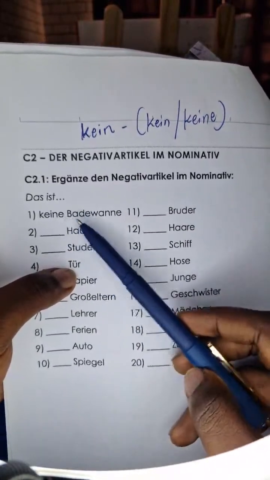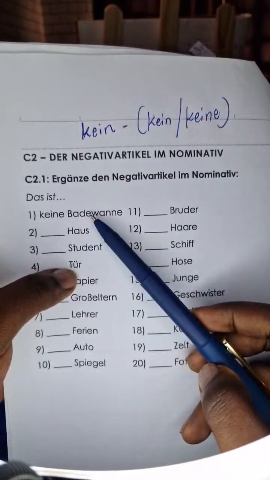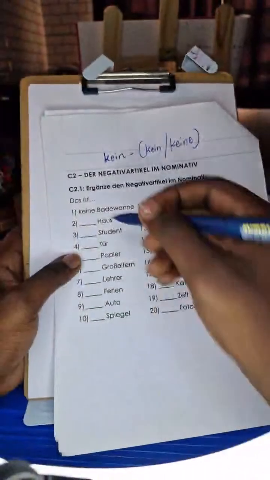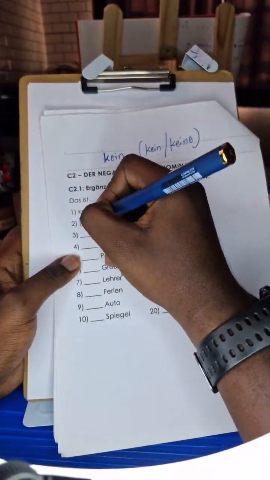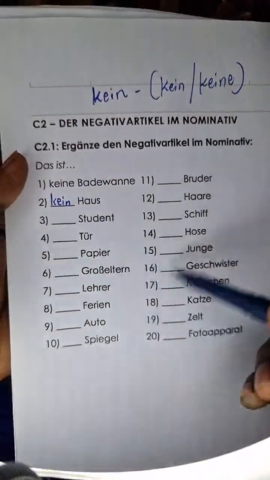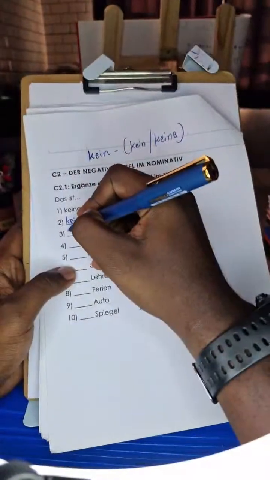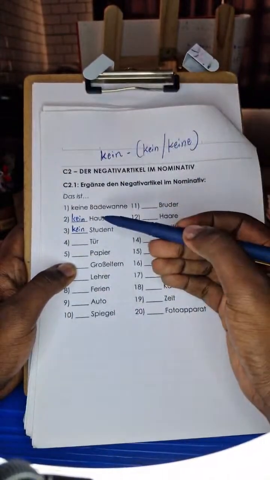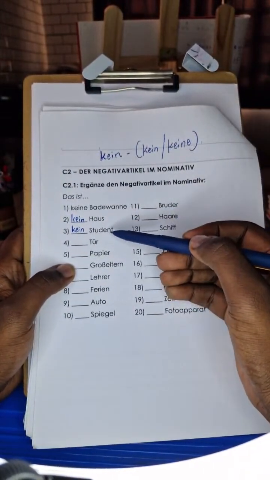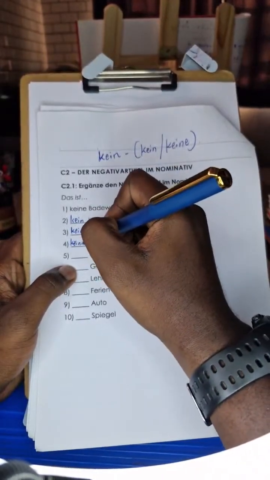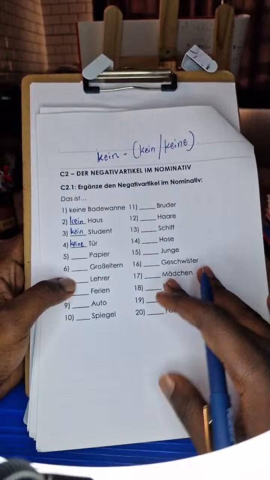That is not a. Now they've used keine because Badewanne is feminine. Right? Now house is neuter, so I would say kein Haus. Now student is masculine, so it's going to be kein Student, right? Kein Haus, kein Student. And then door. Door is feminine, so you would say keine Tür.